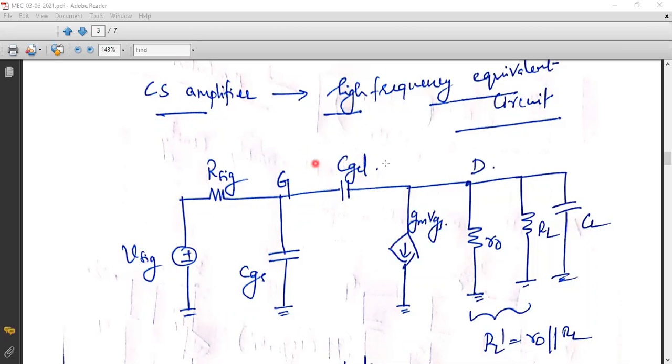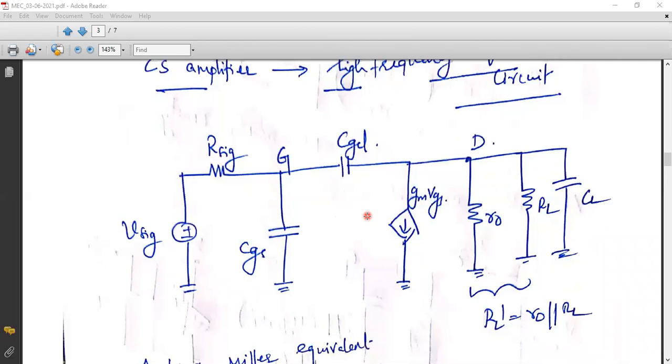So now you can draw this high frequency equivalent circuit of a conventional common source amplifier. This is already familiar to you. Now this we are going to modify by using the Miller circuit.